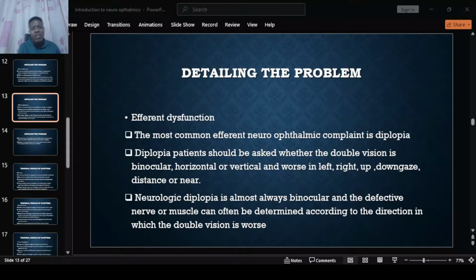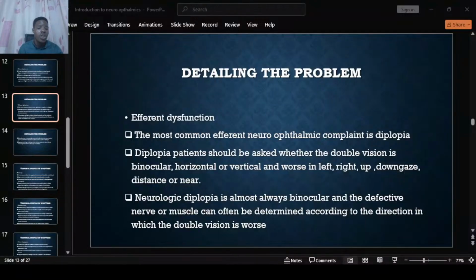So the most common efferent neuro-ophthalmic complaint is diplopia. This is the most common one we'll see. Double vision. I want to know whether this double vision is on upward gaze, downward gaze, temporal gaze, or nasal gaze. So we want to note this diplopia. And also diplopia patients should be asked whether the vision is binocular, whether it is horizontal, whether it is vertical, whether it is worse in one eye, or whether it is worse in downward gaze. Whatever it is, we want to know where it is happening.